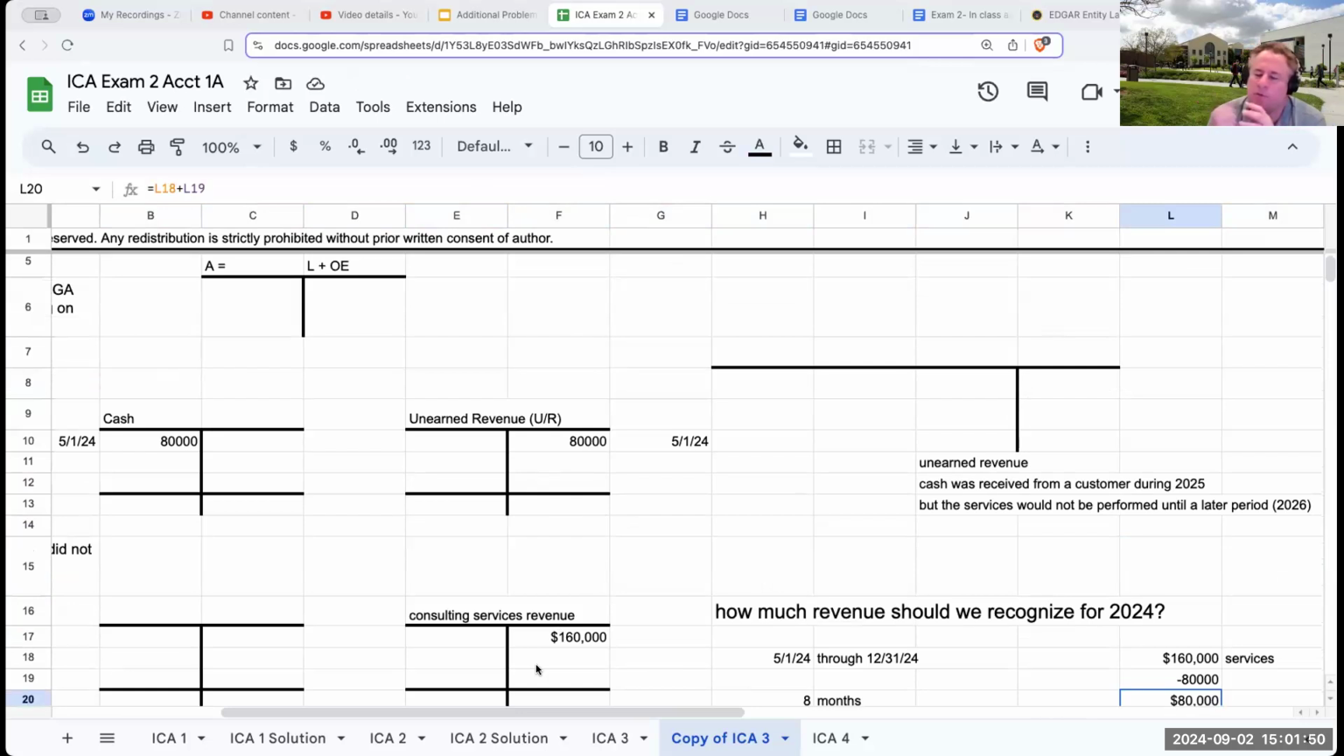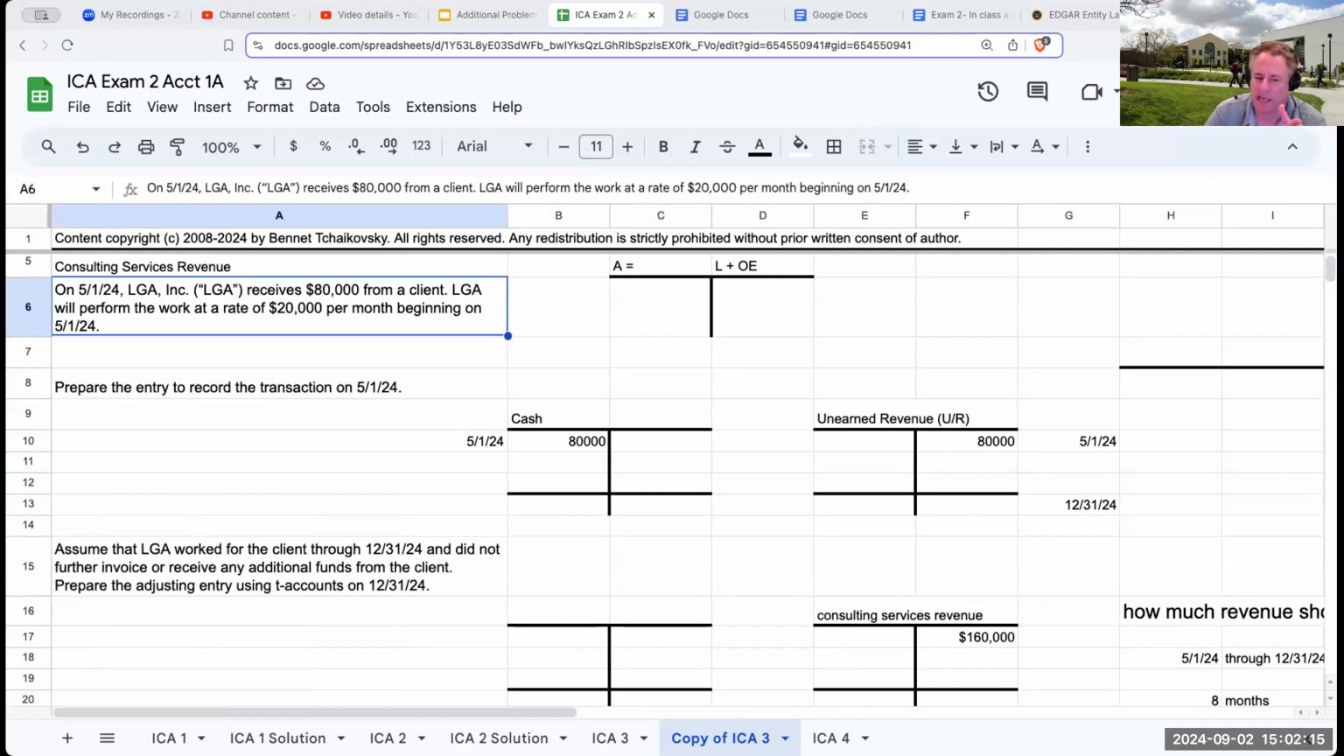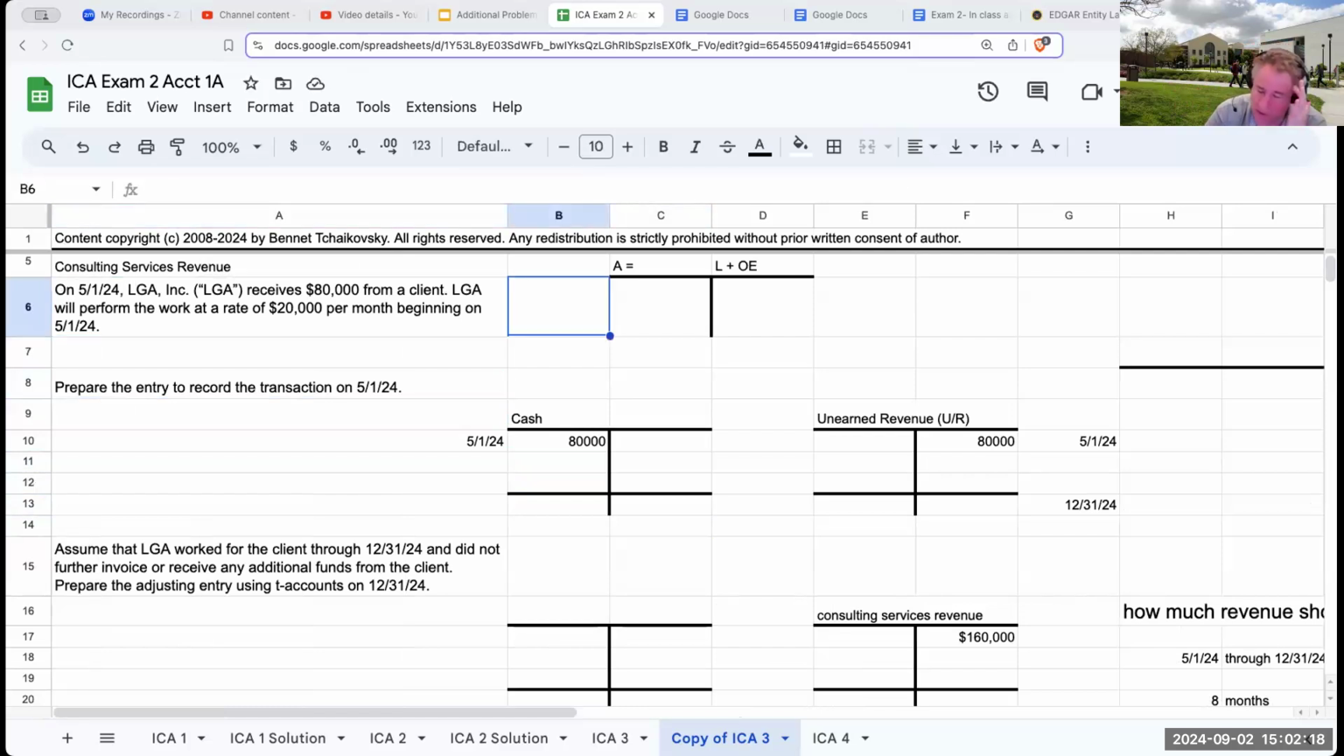our revenues need to reflect what we've earned. Our liabilities need to reflect our future obligations. Now, at 12/31/24, should we have any unearned revenue? Or have we earned the revenue? And the answer is we've earned it. This was a 4-month advance, right? Basically 80,000 divided by 20 is 4 months. So we got a 4-month advance. So we did this work.